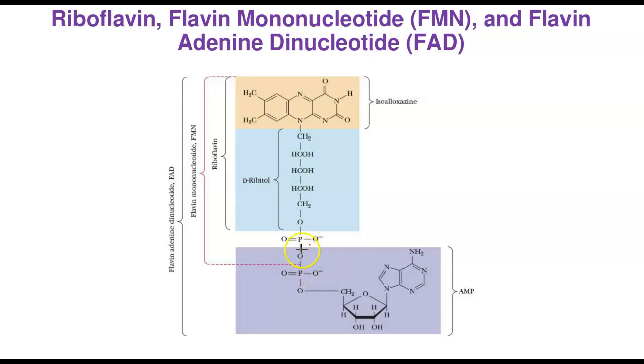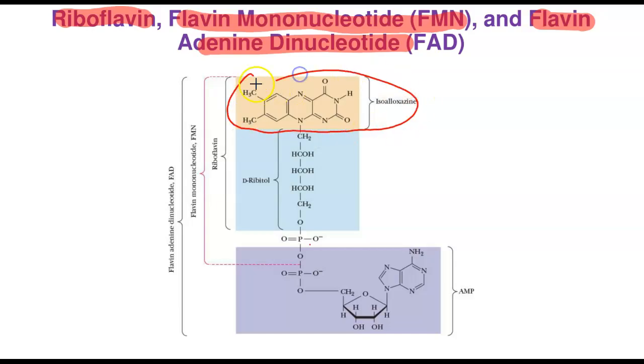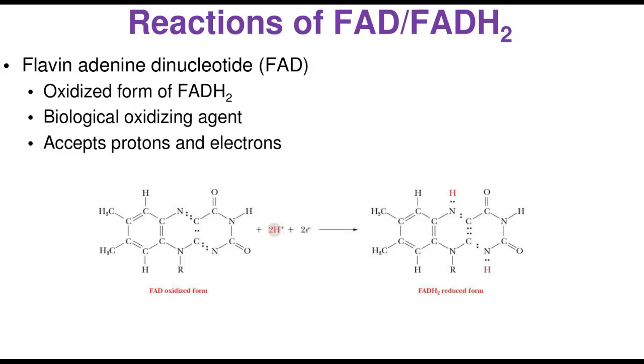Now, if you connect it with the two phosphate groups to the adenine, to adenosine again, it's going to form flavin adenine dinucleotide. So the three of them are what I represented in this row. It can be riboflavin, flavin mononucleotide, or flavin adenine dinucleotide. Three of these can easily work. However, the reaction site is on this isoalloxazine ring, as I'm going to show you in the next slide.